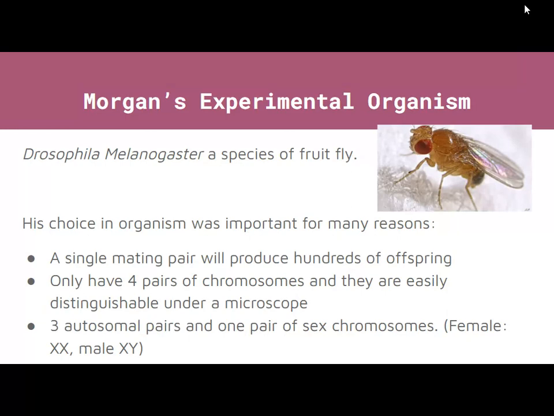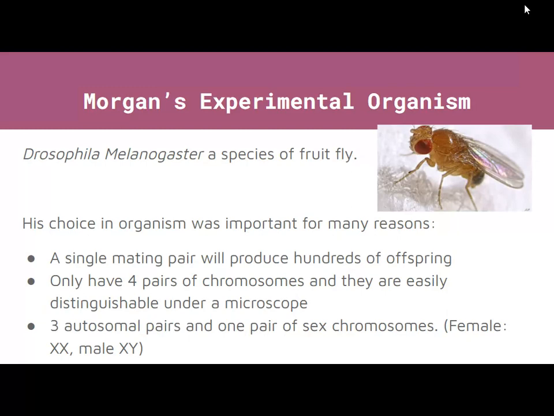Drosophila also only have 4 chromosomes. So if you were to look at a Drosophila cell under a microscope, it is very easy to differentiate between their 4 chromosomes. And within those chromosomes, we have 3 autosomal pairs and 1 pair of sex chromosomes. And their sex determination is identical to humans, where if they have 2 X chromosomes, they are biologically female, and an X and a Y chromosome, they are biologically male, which is exactly how human inheritance works. We'll talk a lot more about sex chromosomes and sex-linked inheritance tomorrow.